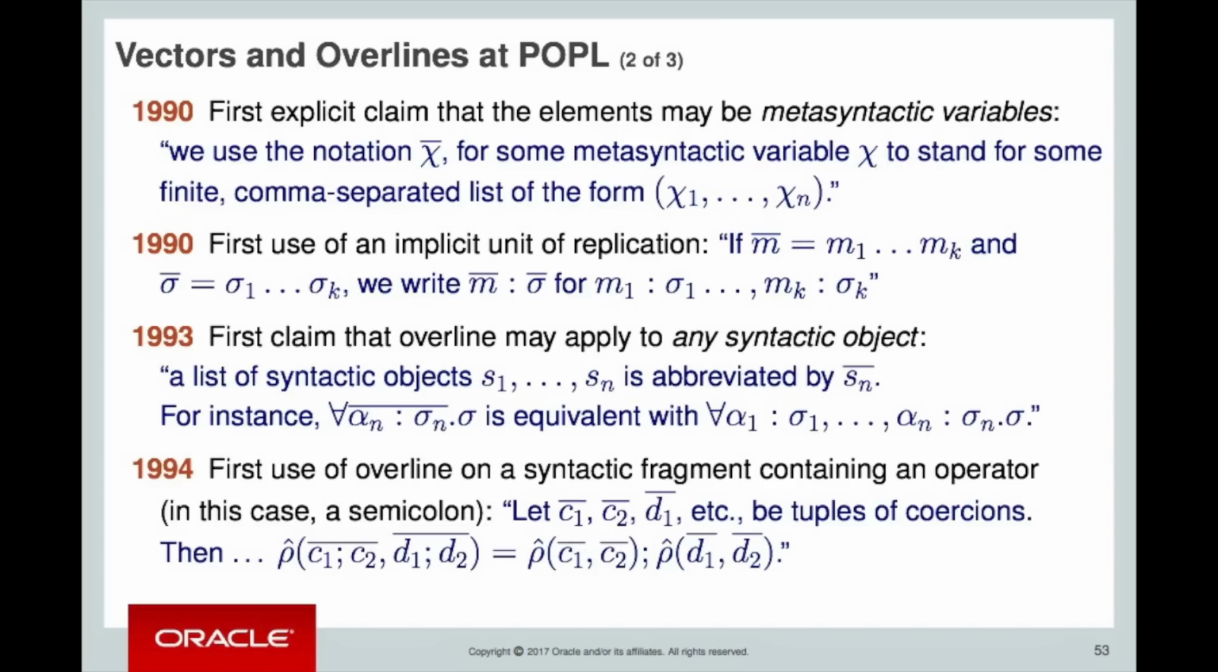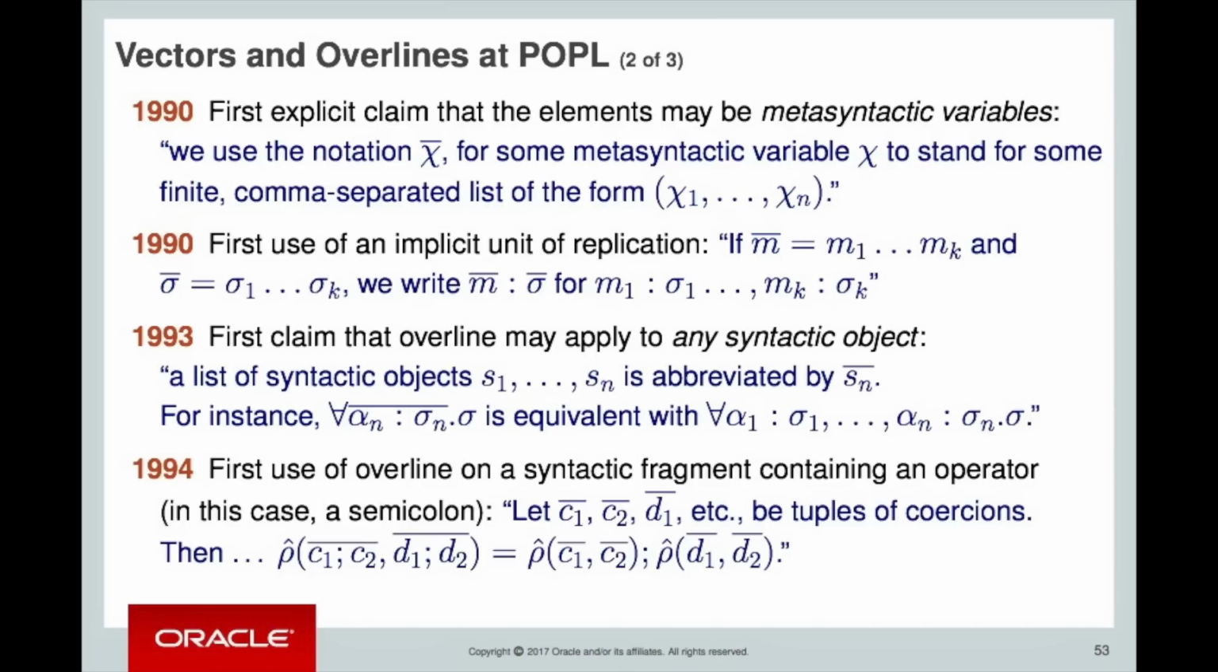In 1990, we see the first explicit claim that I could find that the elements may be metasyntactic variables. In 1990, we also see the first use of an implicit unit of replication. Check this out. We say that if M is a sequence and if sigma is a sequence, we write M overline, colon, sigma overline, not to mean a bunch of M's, a colon, and a bunch of sigmas, but to mean M1 colon sigma 1 dot dot dot MK colon sigma K.